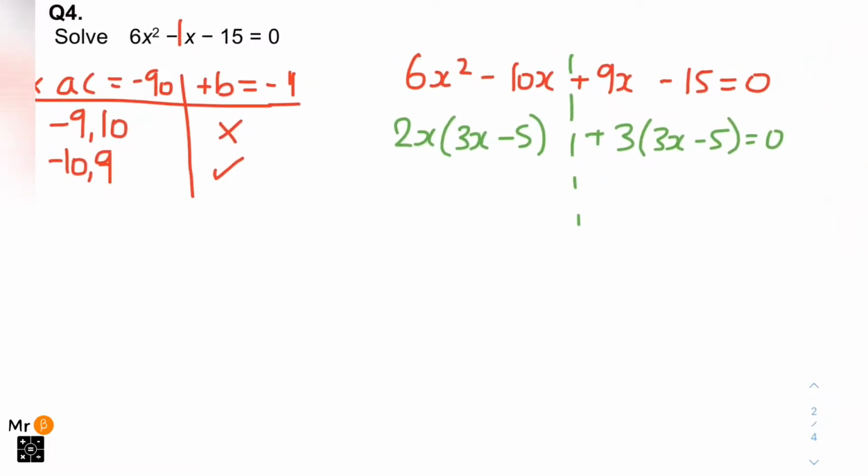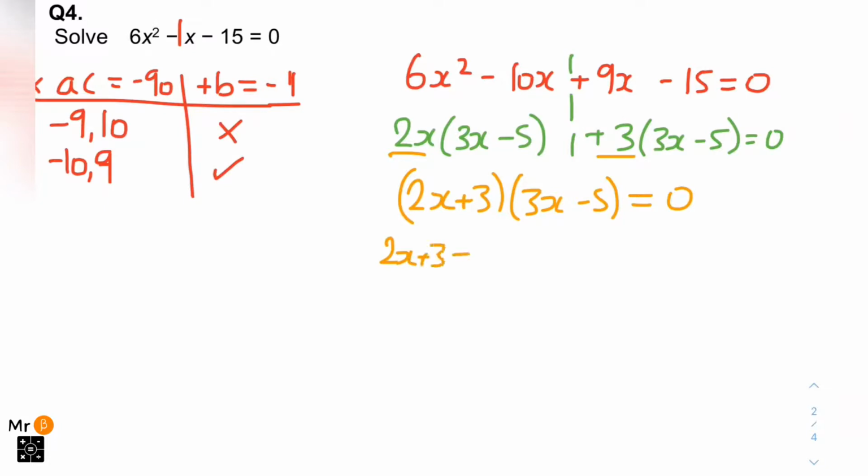Again, here's a good way to check. Make sure that your brackets are the same. If not, you haven't factorised correctly or taken out the highest common factor. Now we can piece these together. So we have 2x plus 3 lots of our bracket 3x minus 5. And now we need to solve each side. So 2x plus 3 equals 0 gives you the solution negative 3 over 2. And 3x minus 5 equals 0 gives you the solution 5 over 3.